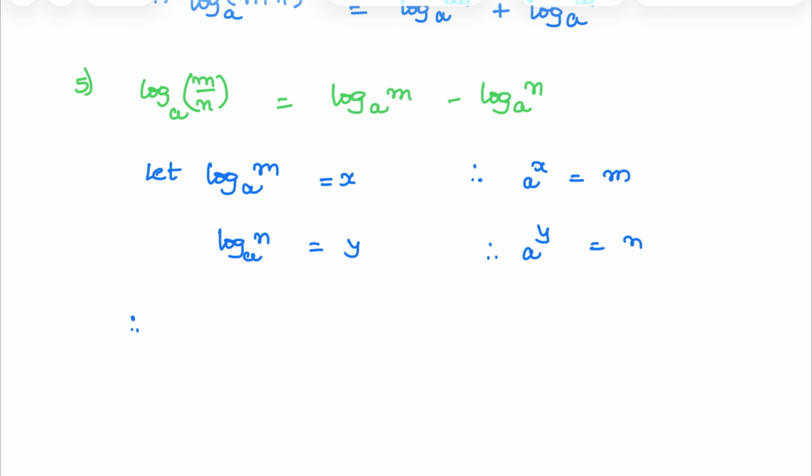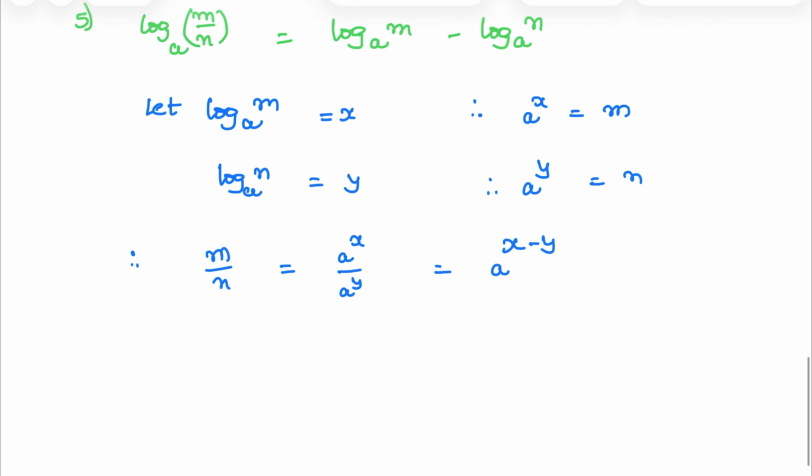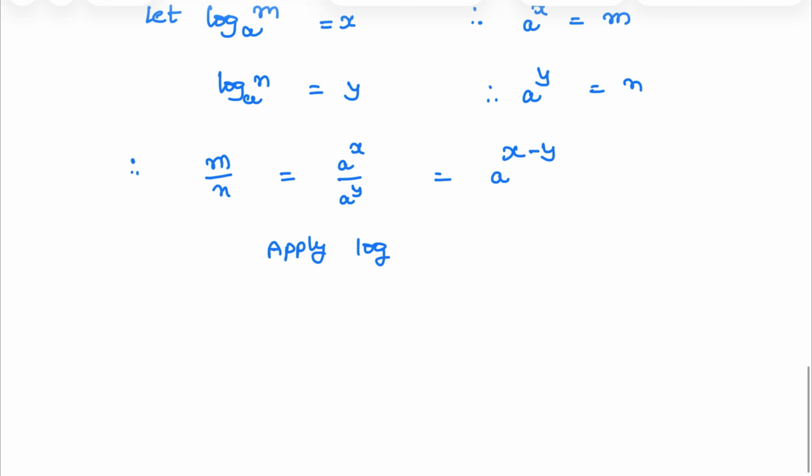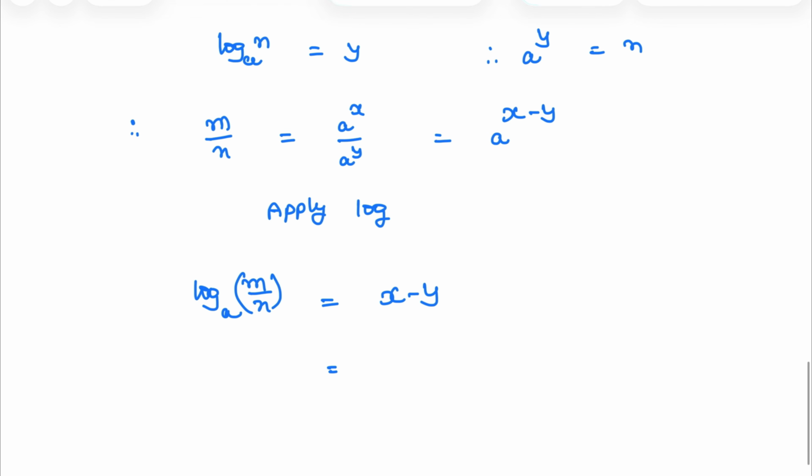Therefore, m by n equals a power of x by a power of y, equals how much? a power of x minus y. Apply log. Log m by n base a equals x minus y. What is the x value? Log m base a. The y value, log n base a.